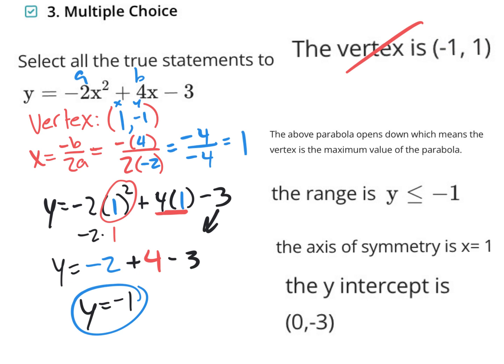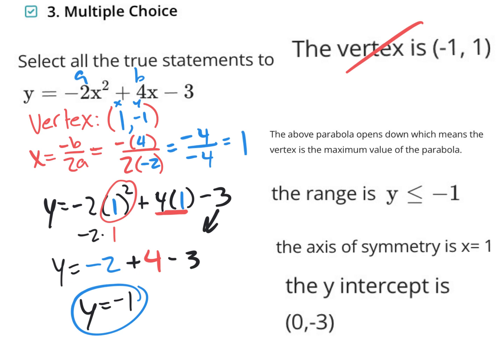Okay, moving on. The above parabola opens down, which means the vertex is a maximum value of the parabola. Does it open down? Yes. Why? Because it's negative, right? The a value is negative. If it's negative, it opens down. If it's positive, it opens up.